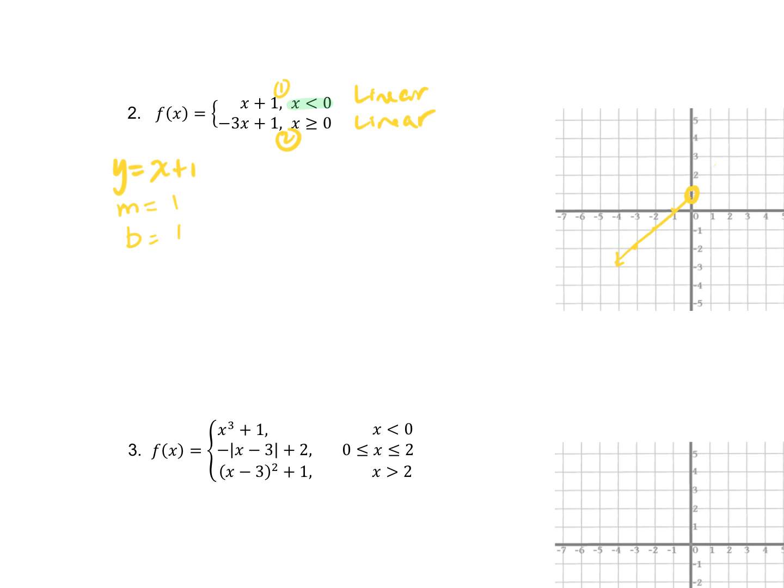Now the second equation we have right here, we have negative 3x plus 1. It's also linear. We have a slope of negative 3, and we have a y-intercept again at 1. So I'm going to graph this with, I'll do red. So I start at 0, 1. And I'm going to go down 3 and over 1, down 1, 2, 3, over 1. If I went the opposite way, it'd be 1, 2, 3, and over 1. So it looks like this.